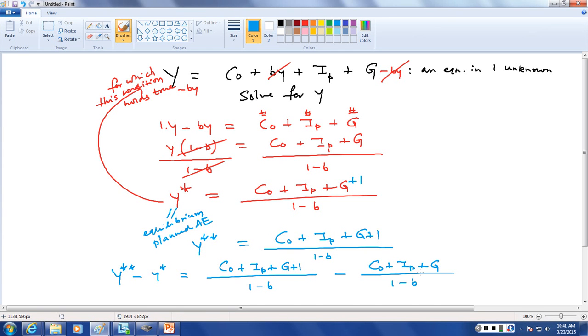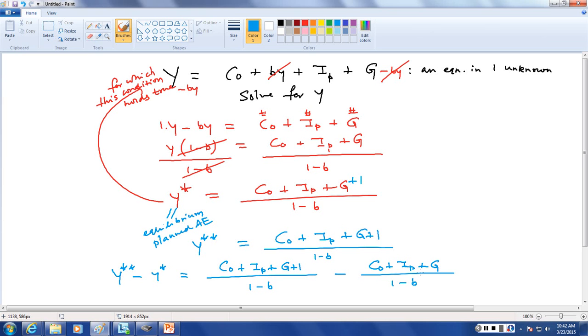I changed G by how much? I raised it by a buck. And when I raise it by a buck, I get a whole new value for Y star. I'm going to call it Y double star, which is right there in blue. Y double star is equal to C0 plus IP plus the old G plus 1 divided by 1 minus B. Agreed? Lastly, I try to find the difference between Y double star and Y star. I'm trying to figure out the increase in equilibrium planned aggregate expenditure because of that $1 increase in G.